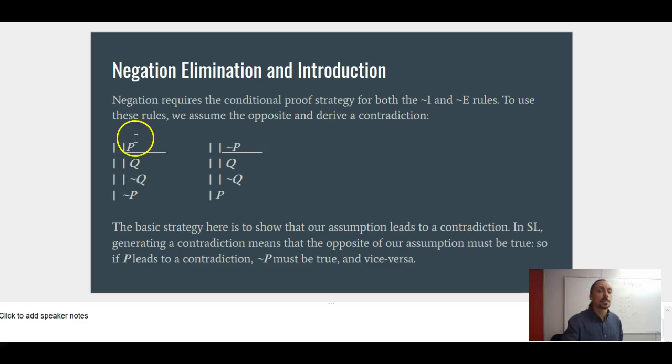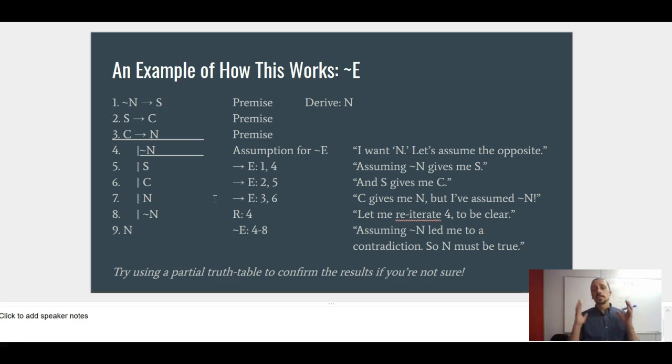So if I have an assumption that leads to a contradiction, the other one must be right. So if I assume P and I get a contradiction, then not P must be the case. Why is that? Well, think about it this way. There's only two truth values. If an assumption leads to a contradiction, then the opposite of that assumption must be the case. If I assume not P and I get a contradiction, I get to discharge P. This will all be more clear with an example. So here's an example of how this might work.